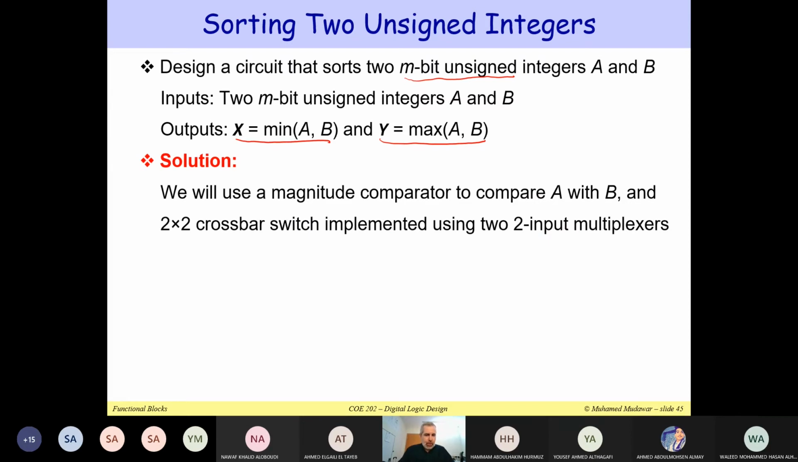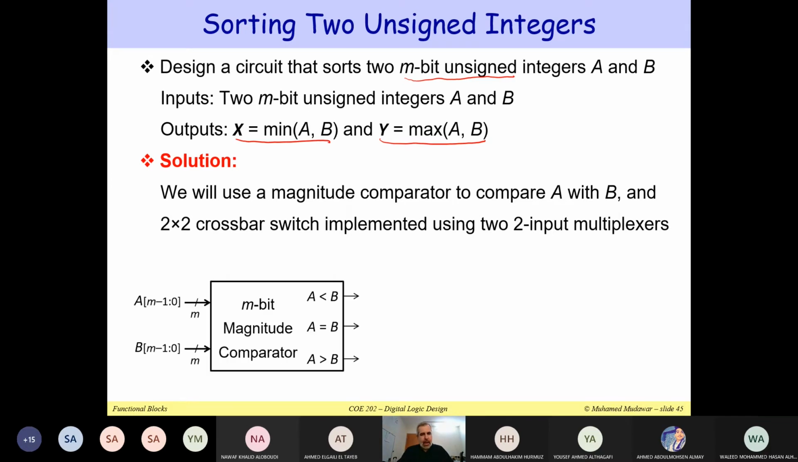Right. So we are going to use a magnitude comparator to compare A with B. So that's the need for the magnitude comparator. And we are going to use a 2x2 crossbar switch that we have seen in the previous slide. And this crossbar switch can be implemented using two input multiplexers. So again, we use multiplexers for selecting the minimum and the maximum. So here we go. This is the m-bit magnitude comparator. The inputs here are A and B, which consist of m bits. And the outputs, we have A less than B, A equal to B, and A greater than B.